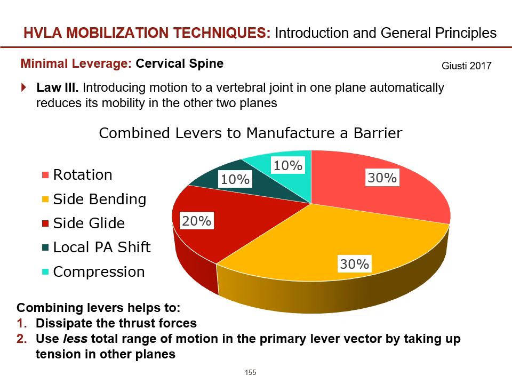And then combining the levers, the purpose of this is that it helps to dissipate the thrust forces necessary and uses less total range of motion in the primary lever vector by taking up the tension in other planes, consistent with Fayette's third law.